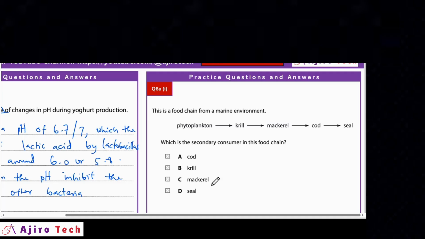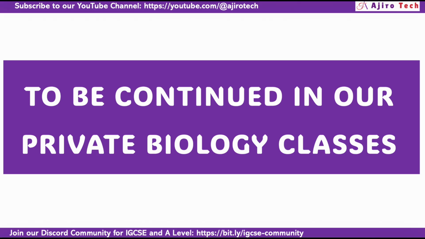Which is the secondary consumer in this food chain? Phytoplankton is a producer. Krill is the primary consumer. Mackerel is the secondary consumer. Cod is the tertiary consumer. Then seal is the quaternary consumer. So the secondary consumer is C, mackerel. C is the answer.